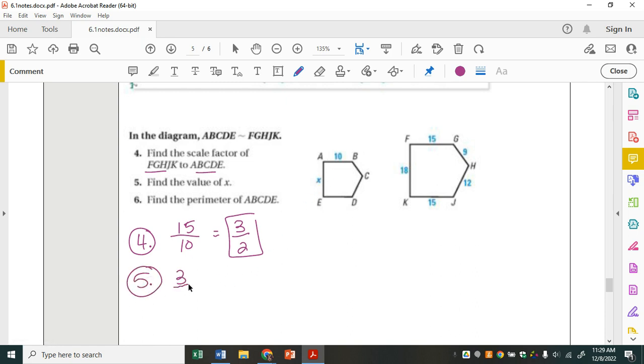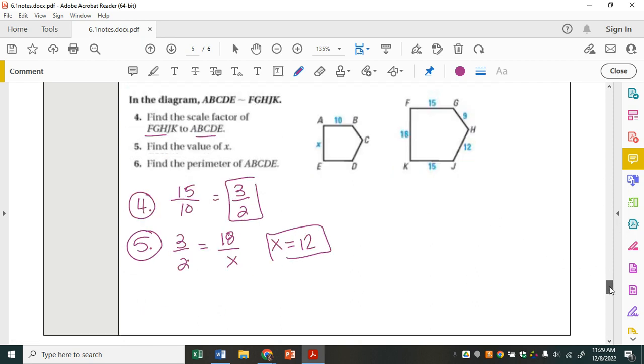I have to find the value of x, again using my scale factor. X is on my smaller shape, and my smaller shape goes on the bottom of my fraction here. So I put the x on the bottom. X corresponds to this 18. When you cross multiply and divide, you get that x is equal to 12. So 2 times 18 divided by 3.